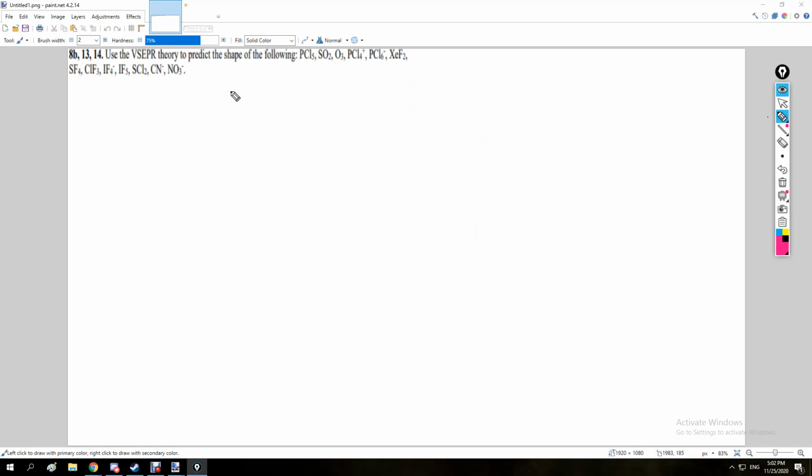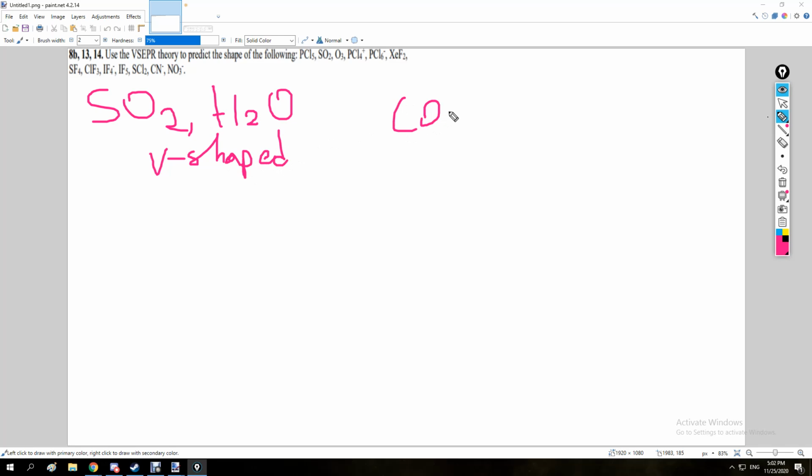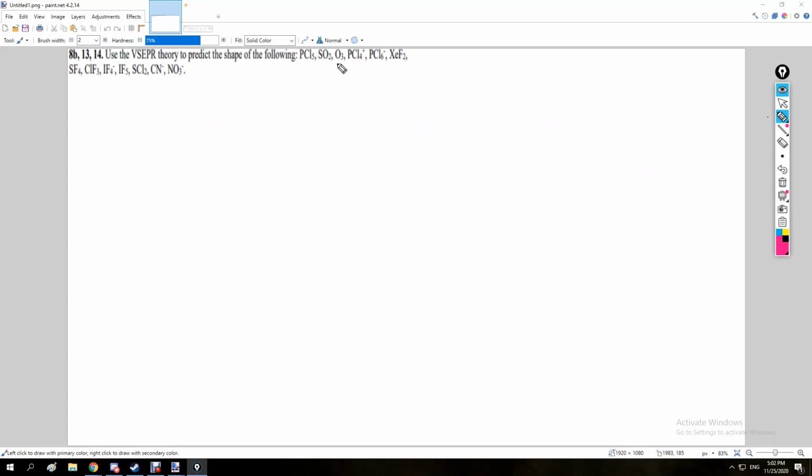Next up, SO2. There are a few molecules that we work with very often that you should know the shape of automatically without drawing. These are SO2 and H2O, which are both V-shaped. You should also know that CO2 is linear. And you should know NH3 is trigonal pyramidal. So I'm not going to be covering how to find the shape of those, you should know them automatically, but I will be going over O3.